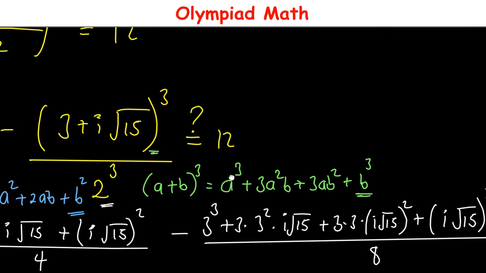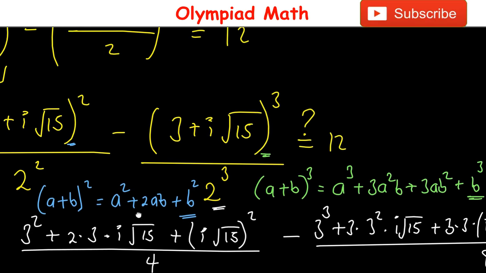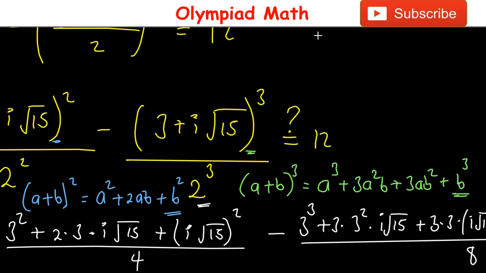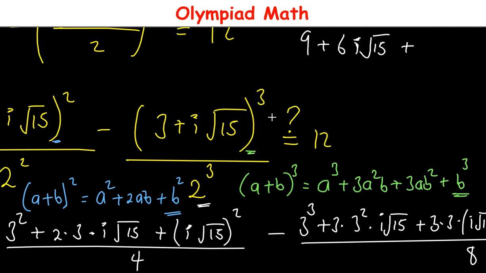So from here, we have 3 squared is 9, so writing down 9, we have 9, then plus 2 times 3 times i times square root of 15 is 6 i square root of 15, then plus, so right here, square, we cancel square root, but then square will multiply i, we have i squared times 15, then divided by 4.